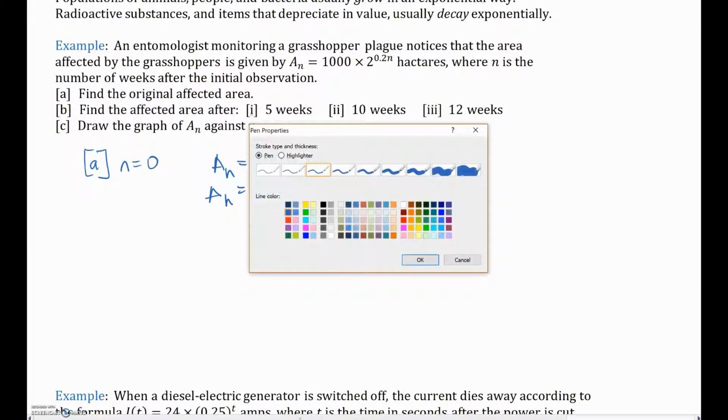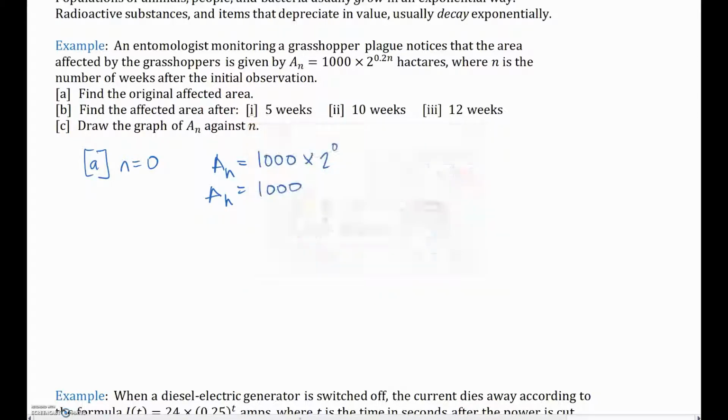All right, and now on to B. What is the affected area after 5 weeks? So I could plug a 5 in. I don't think that would be too bad. I was about to fire up the calculator, but it would be 2 to the 0.2 times 5. Isn't that just 1? So don't I get 2,000 hectares? There you go, hectares.